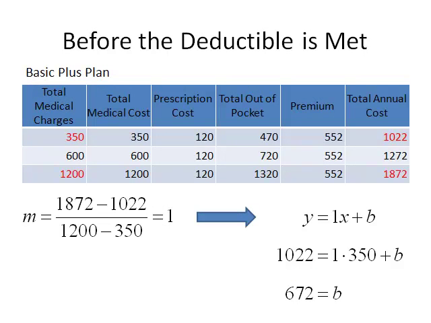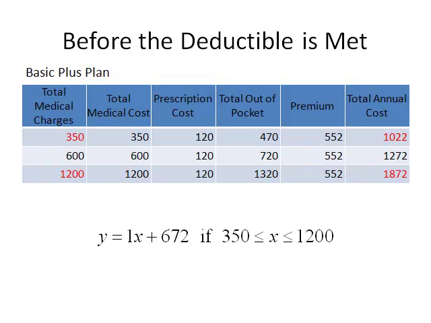The slope of the first line segment is found by using 2 points from that section. Once we have the slope, we can use it to find the y-intercept of that section of the graph. This gives us the line y equal to x plus 672 for x values from 350 to 1200.